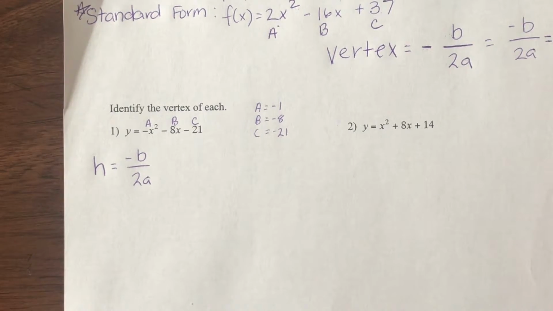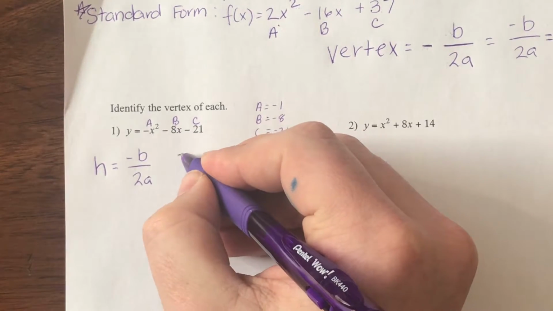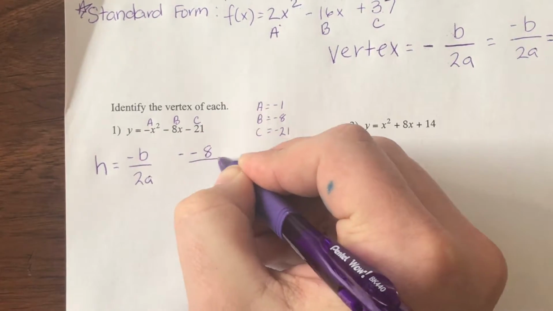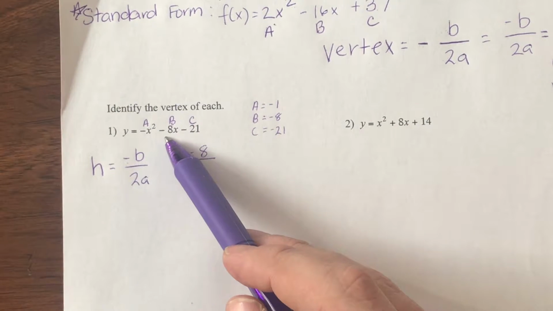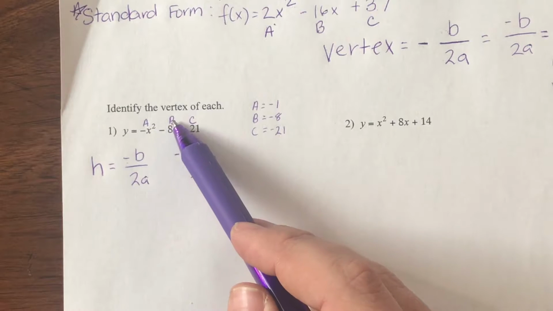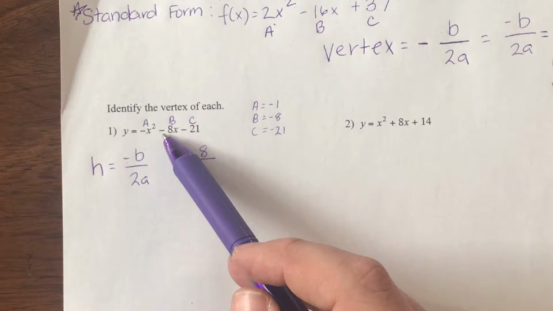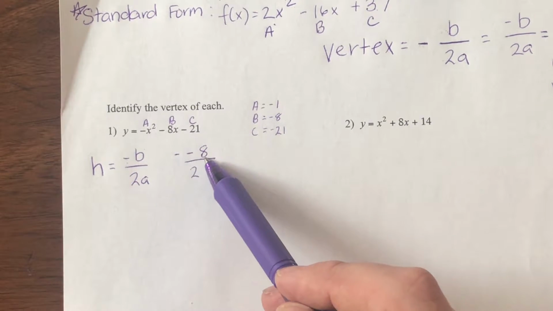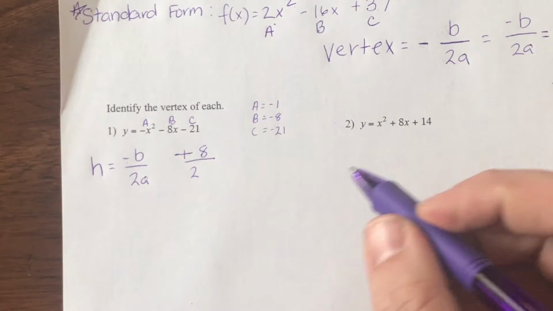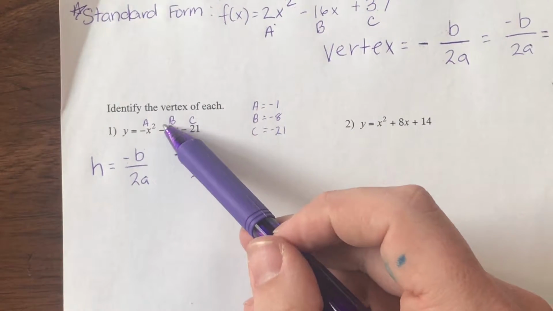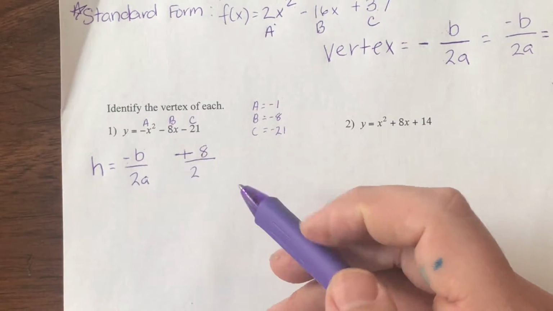So opposite b over 2a. Opposite of b, well, technically, I can write that as -8 over 2. That negative is the opposite of the -8. And if I truly substituted -8 in there, it would look like this, but we know that a negative times -8 is a positive. So if you look at b, it's just the opposite of b. Whatever b is, it's the opposite of that. So the opposite of -8 is 8, or positive 8.